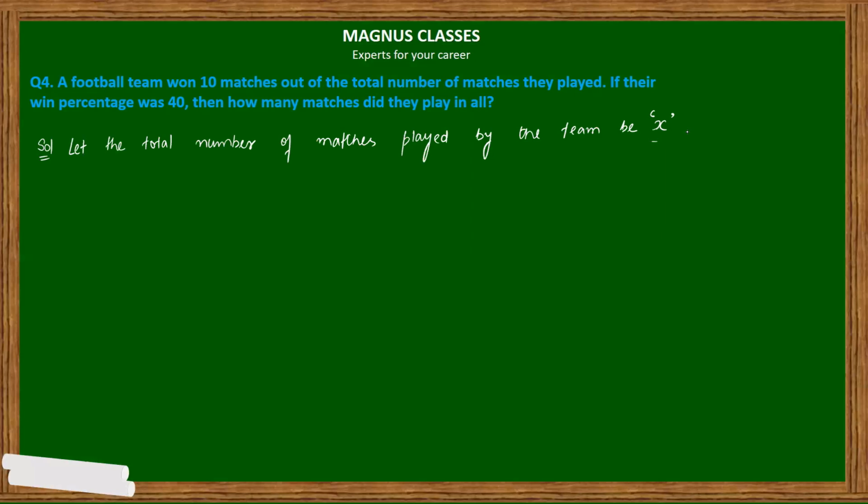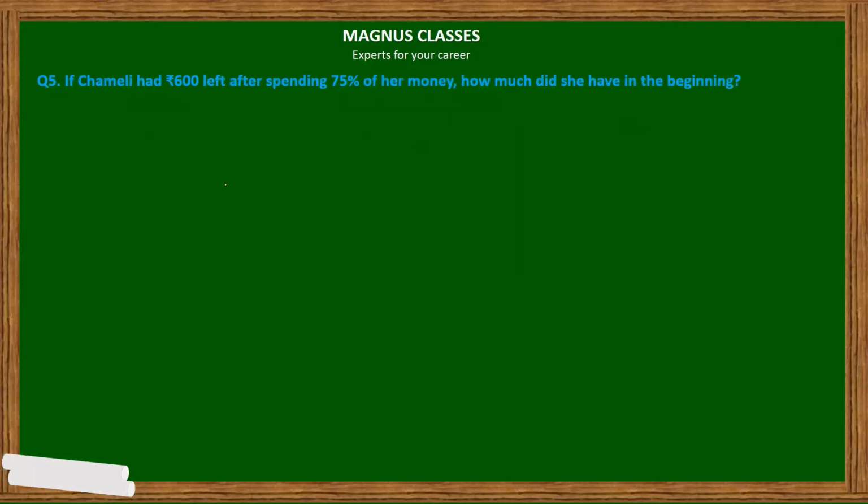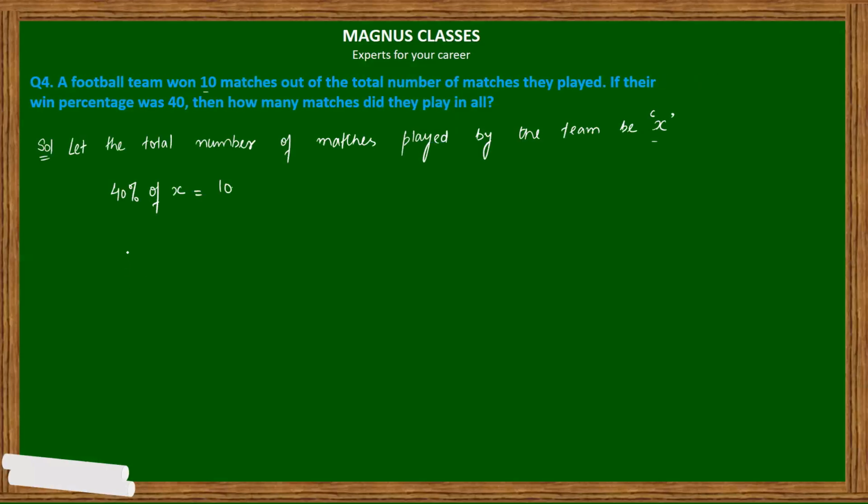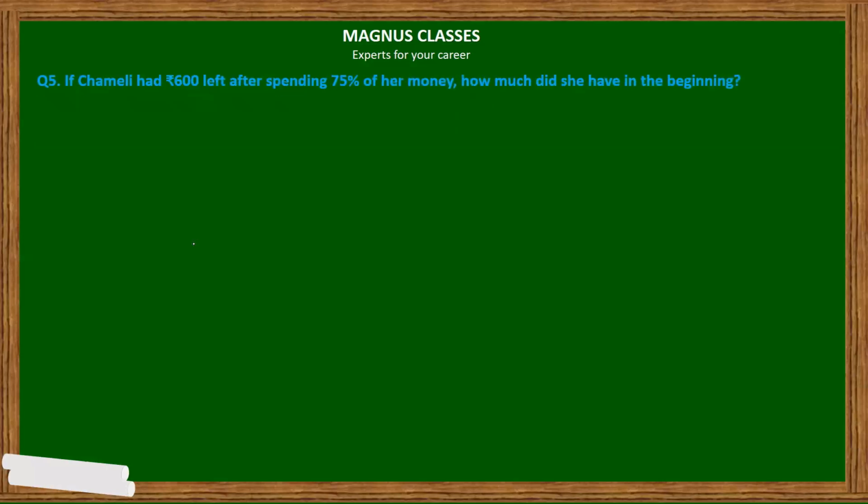Now we know that 40% of the matches played are won by them. 40% जो उन्होंने मैच खेले हैं वो उन्होंने जीते हैं. So what would we say? That 40% of the total matches played, और हमने total match कितने रखे हैं? x. That is equal to what? They have won 10 matches, no? So 40% of x will be equal to 10. You write it as 40 divided by 100 multiplied by x is equal to 10.